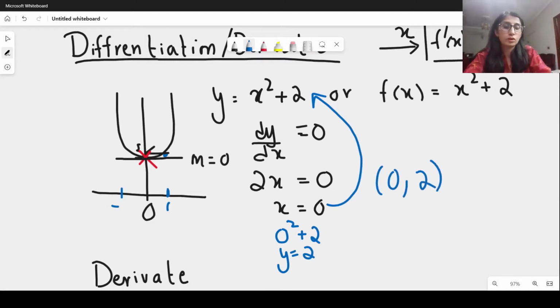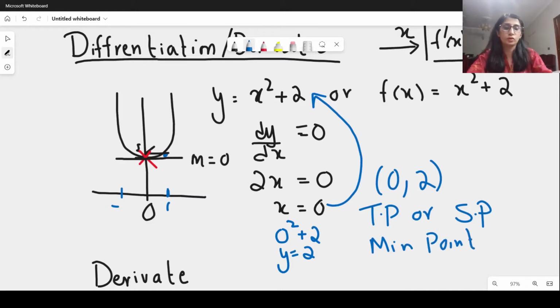This is also called the turning point or stationary point, and sometimes it's also called the minimum point, since it's the lowest point of the graph. So the exam question could say find the coordinates of the turning point, find the coordinates of the stationary point, or find the coordinates of the minimum point. That would all mean that you find the derivative, equate it to 0, and then find x. From that x, find y.